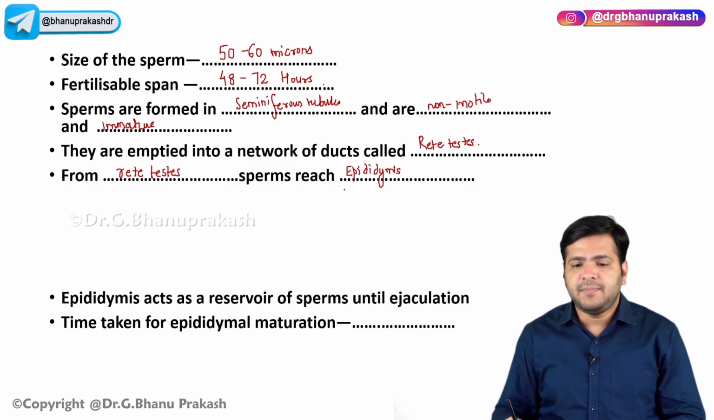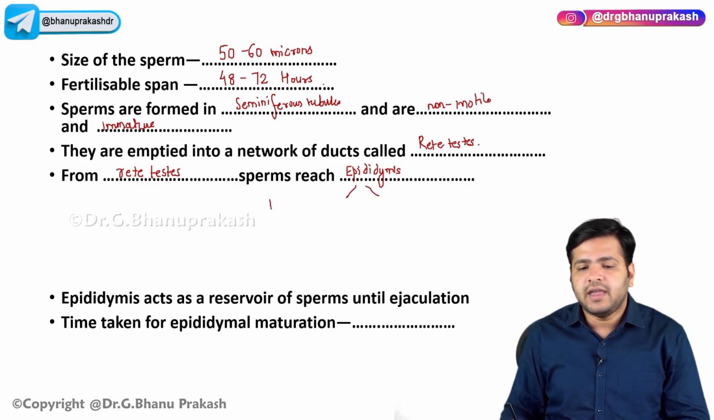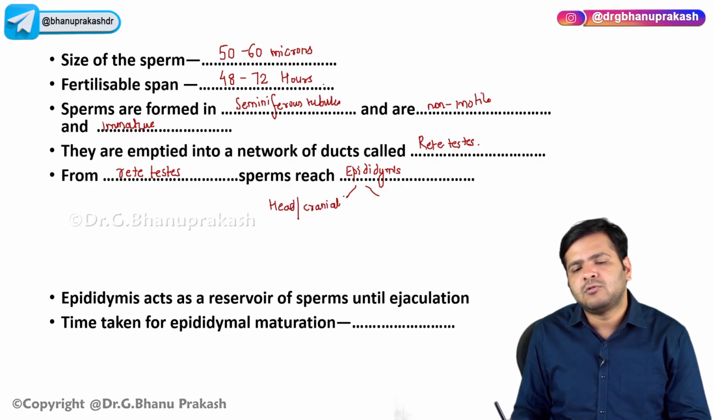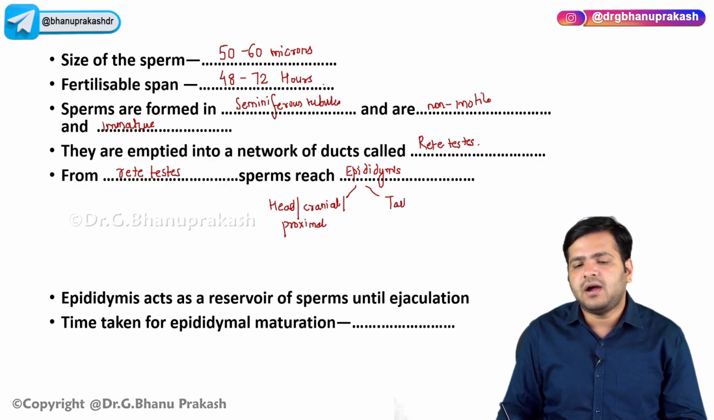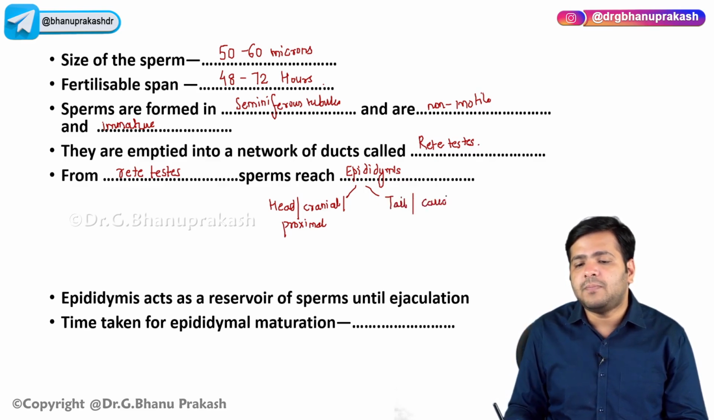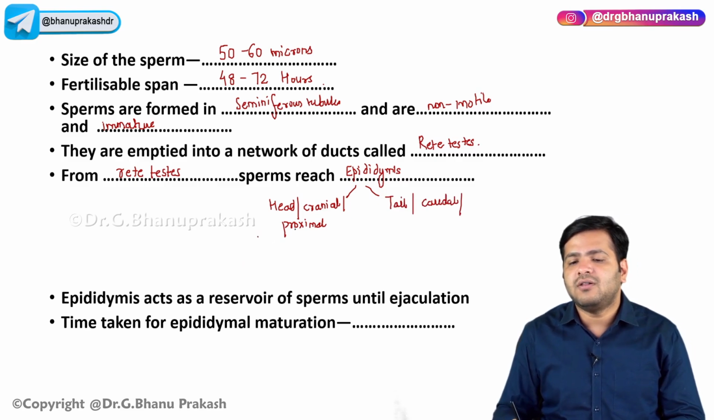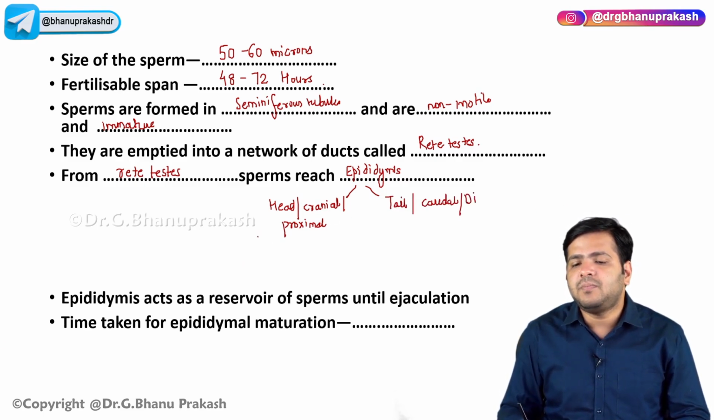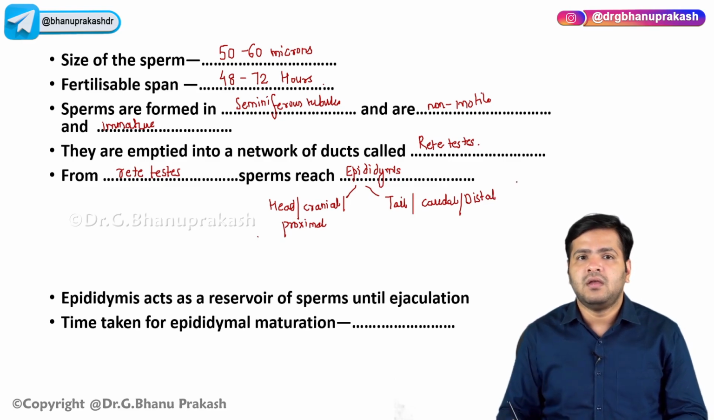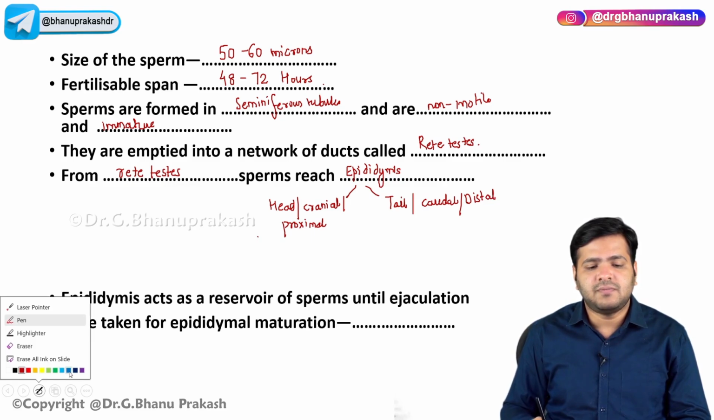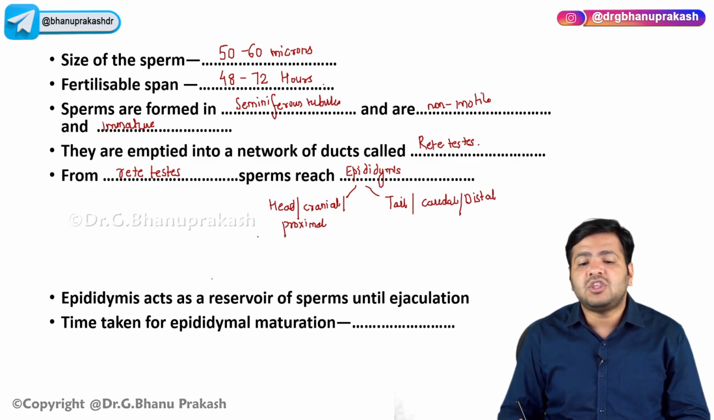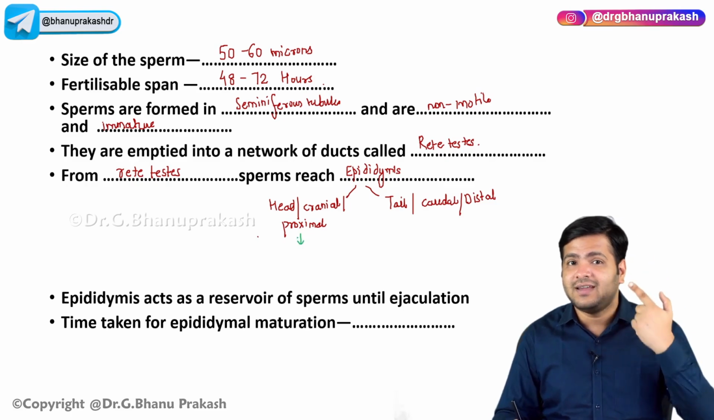Now, the epididymis contains the head part, also called the cranial part or the proximal part of the epididymis, and it also contains the tail part, also called the caudal part or the distal part of the epididymis. Now, the proximal part, the head part, is where the sperm will attain maturity. In the head, maturity is attained, right?